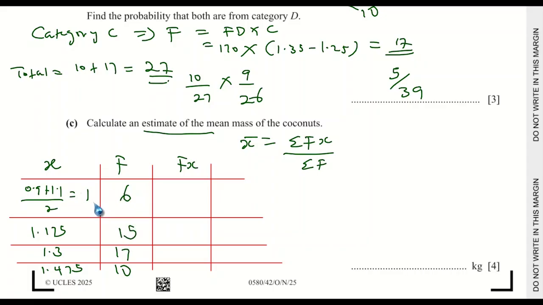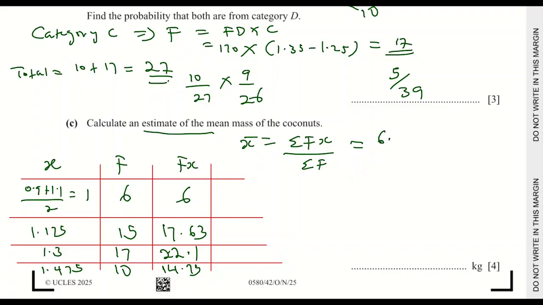Now the products. This will be 1 times 6, that is 6. This one will be 1.175 multiplied by 15, which is 17.63. Then 1.3 multiplied by 17 is going to be 22.1. And this one, 1.475 multiplied by 10, will be 14.75.